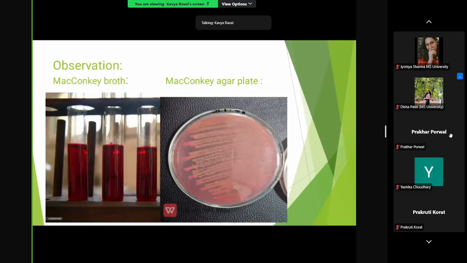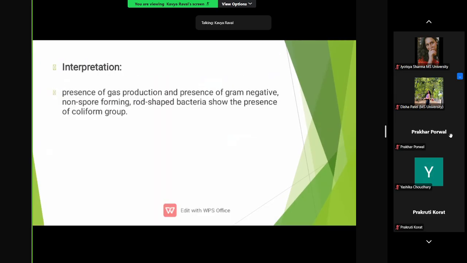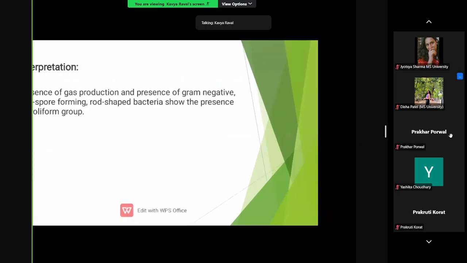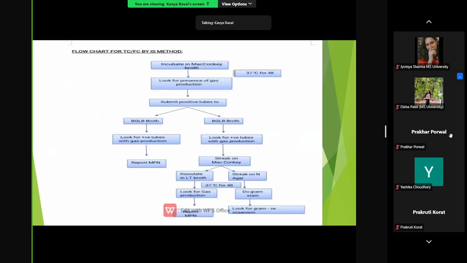You can see in the picture the gas production in MacConkey broth and lactose fermenting colony on MacConkey agar plate. In the interpretation, presence of gas production and presence of gram-negative non-spore forming rod-shaped bacteria show the presence of coliform group. This flowchart explains the IS method.